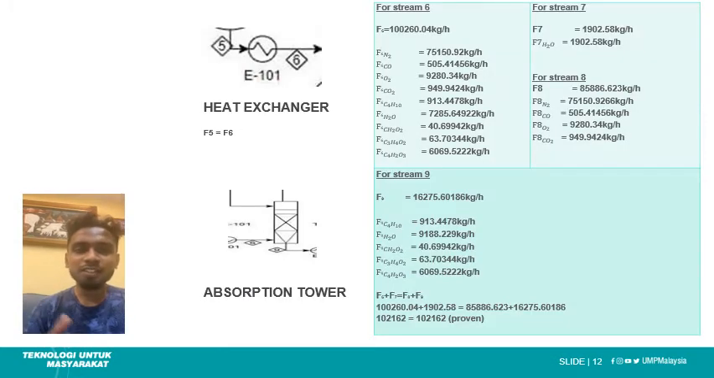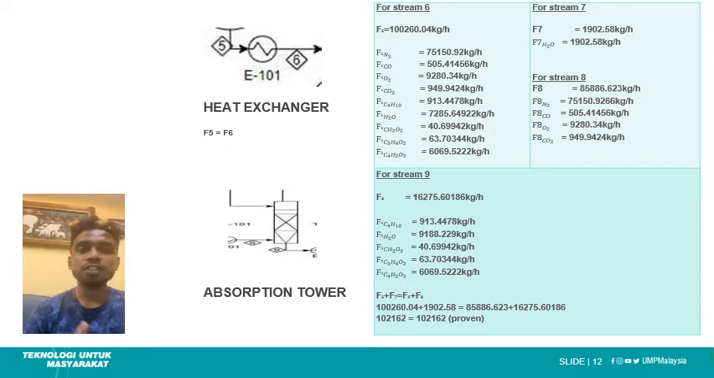So next up is the heat exchanger. As you guys can see from our PFD diagram, streams 5 and 6 both have the same purpose, which is to lower the temperature to 95 degrees Celsius. Flow rate 5 is equal to flow rate 6, as we are applying the principle of conservation of mass, which is mass in is equal to mass out.